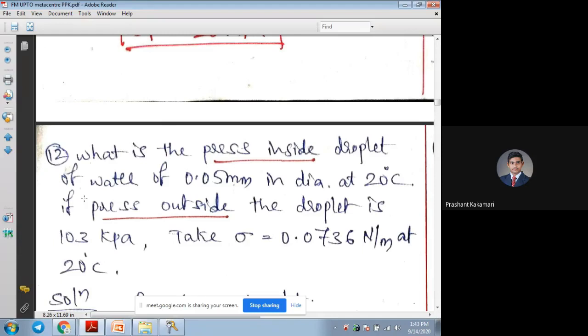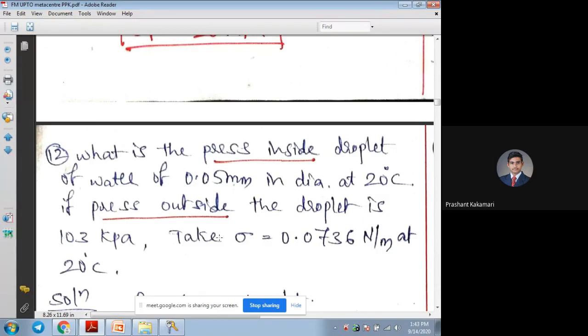Okay, this is one thing. Next is the inside pressure or the outside pressure, whatever it is. What are they asking? What is the pressure inside? Only the inside pressure we want to check. That is the pressure with respect to the molecules of the water, how much it is acting. If we overcome that pressure, I can divide the droplet into two halves, hemispheres, by that external pressure. Now, the pressure outside the droplet is 103 kilopascal, take sigma. So by these given values, one should find out the inside pressure of the droplet.